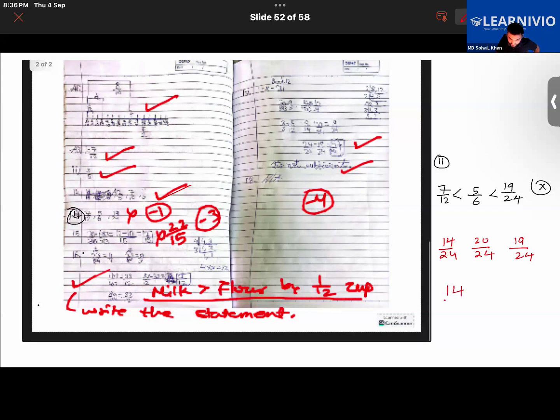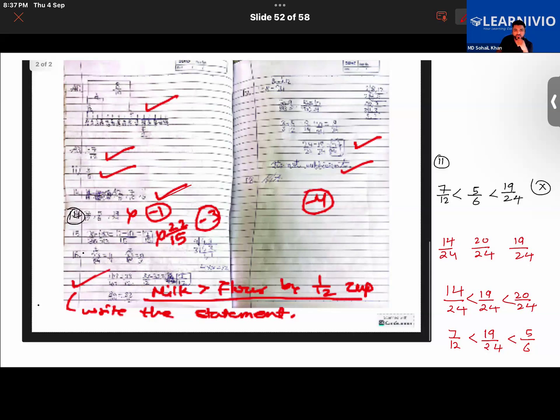So that will be 14 upon 24. Next will be 19 upon 24. After that, it's going to be 20 upon 24. Understood? 14 upon 24 is 7 upon 12, 19 upon 24 stays as it is, and 20 upon 24 is 5 upon 6. Hence your marks were lost in that. Is it clear now?